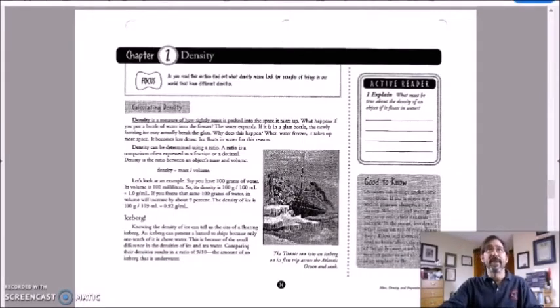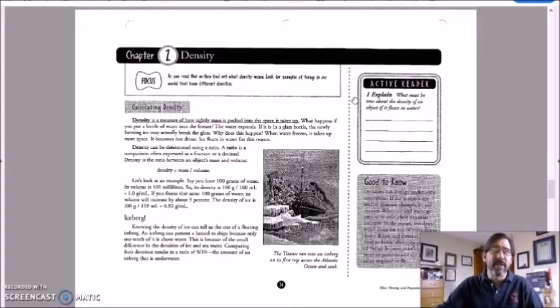The pages for density start on page 14, and I believe there's 4 pages. As we read this section, you should find out what density means. Look for examples of things in our world that have different densities. By the end of the lesson, you should be able to explain what must be true about the density of an object if it floats in water and also if it sinks.